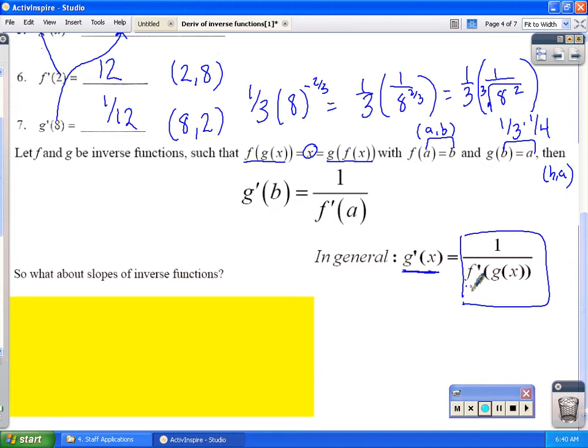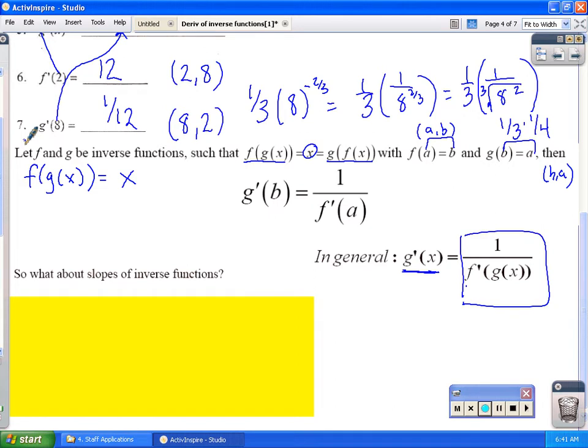Now, just looking at this symbolically can seem a little bit confusing, and obviously we're going to do some examples here in just a second. But I want to show you where this formula comes from. If we take the fact that f of g of x is equal to x, remember that's a property of inverse functions. You get back where you started from. So in this case, we're saying that g is the inverse of f.